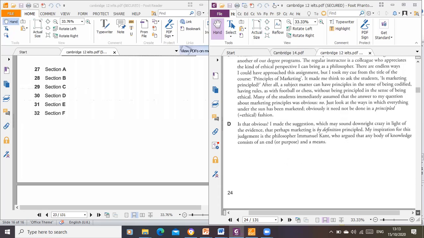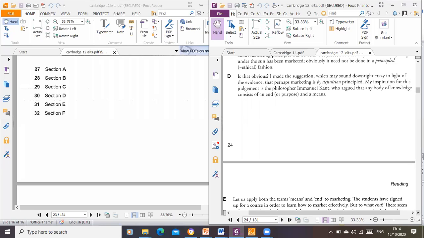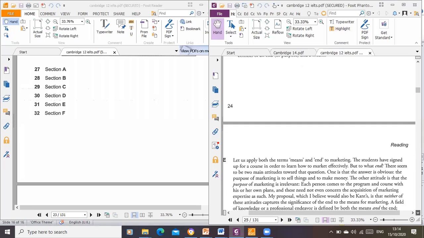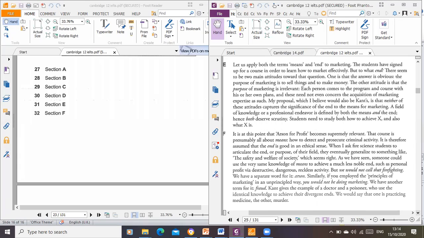Indeed, is that obvious? So I need to know what that thing is that is being talked about as obvious. I made a suggestion which may sound downright crazy in light of the evidence, that perhaps marketing is by definition a principle. So it was talking about marketing being a principle there. So let us apply both the terms means and end to marketing. So there are two terms he was introducing here. And I'll go to the last one.